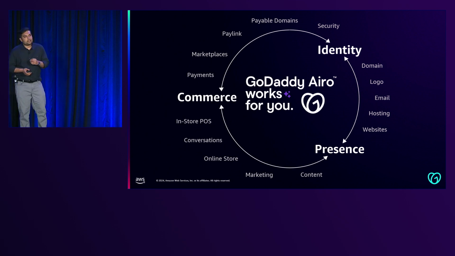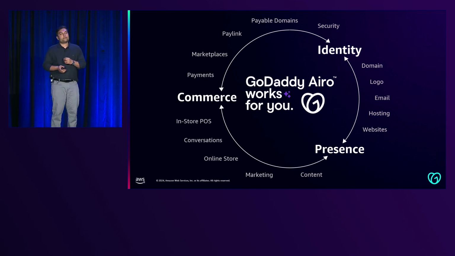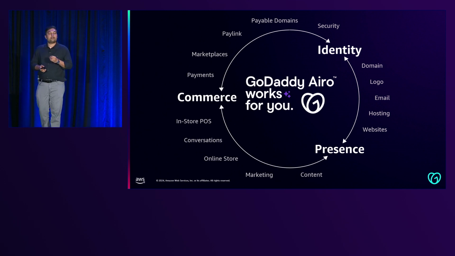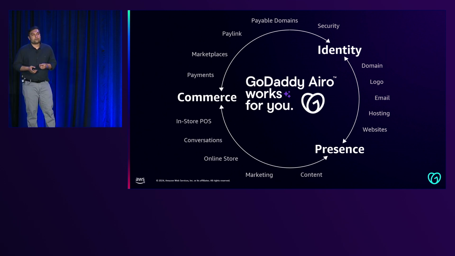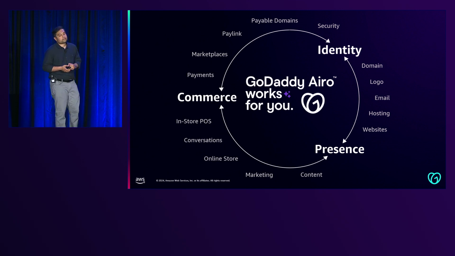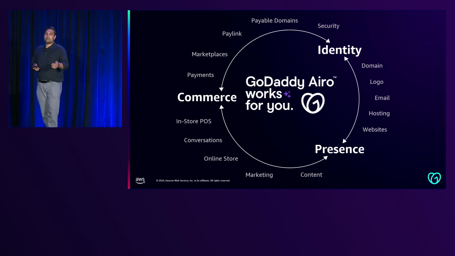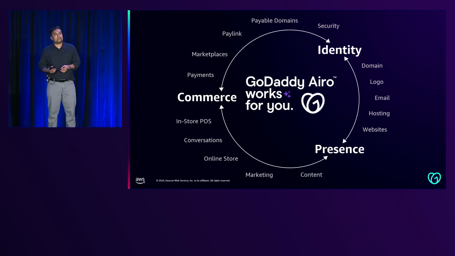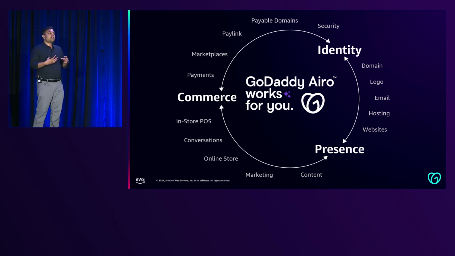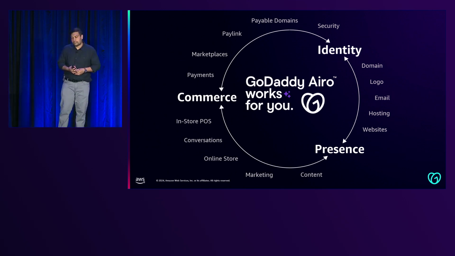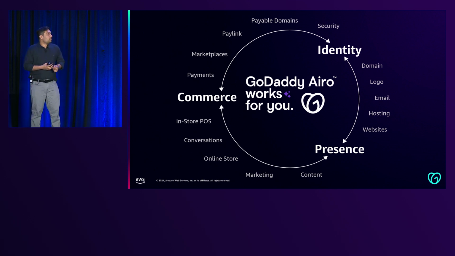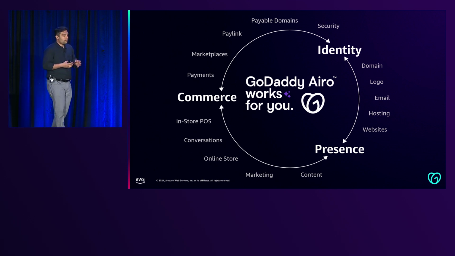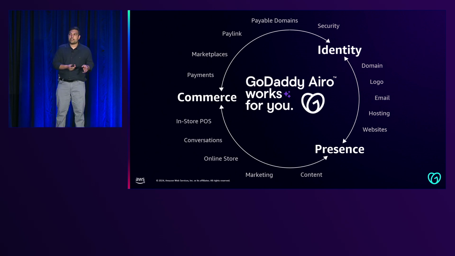It all begins with identity. Aero's AI domain search engine provides relevant domain name suggestions to entrepreneurs so that they can secure their identity, which is unique and stands out. And beyond domains, we also offer AI tools for entrepreneurs for brand building, from logo creation to website content generation. This enables entrepreneurs to create a cohesive, impactful online presence. Finally, with AI-driven commerce tools, we are simplifying the journey from brand creation to growth.